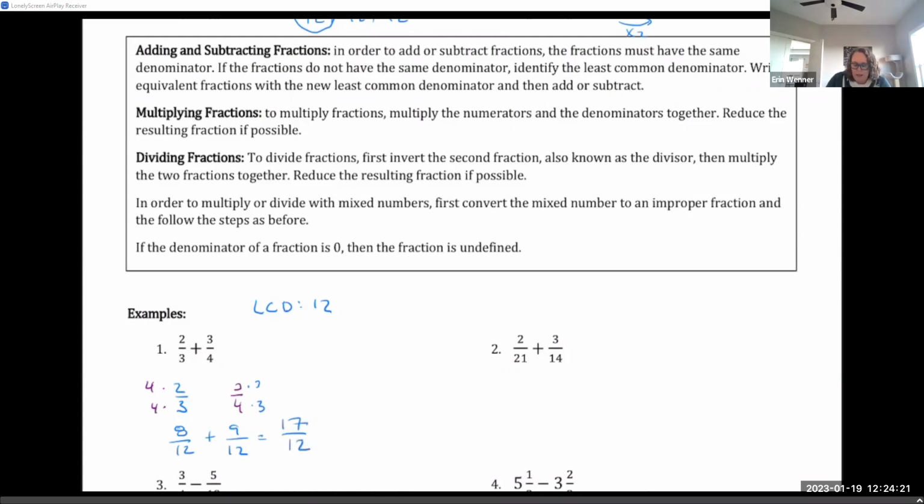And you can leave that as an improper fraction. You only have to convert it if the instructions say to convert it to a mixed number. If we wanted to write this as a mixed number, we could say, well, 12 goes into 17 once with a remainder of 5, so giving us 1 and 5/12. So I want you to try number 2 and send me your answer in a direct message.